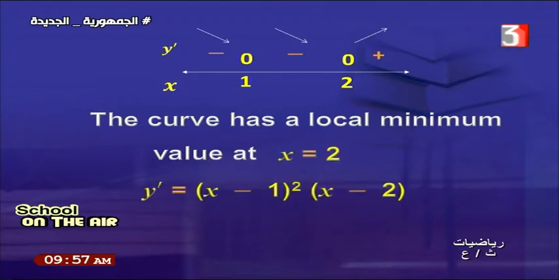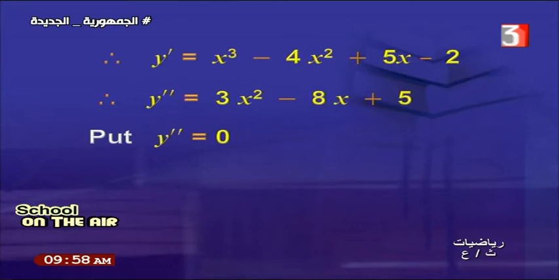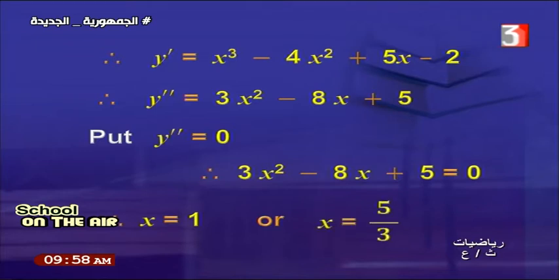Now, y dash equals (x minus 1) squared multiplied by (x minus 2). By expanding the brackets, then y dash equals x cubed minus 4x squared plus 5x minus 2. Now, what is the second derivative of this function? y double dash equals 3x squared minus 8x plus 5. Put y double dash equals 0, then 3x squared minus 8x plus 5 equals 0. Then x equals 1 or x equals 5 over 3.